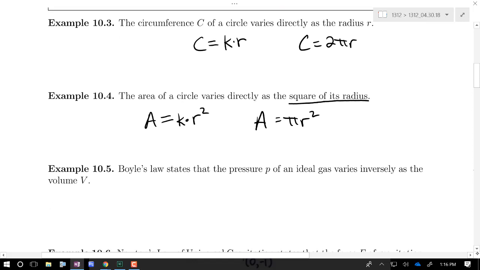Another equation that you might already have some familiarity with, depending on what you've done with physics. Boyle's law says the pressure of an ideal gas varies inversely as the volume V. So the pressure varies inversely as, that means it's some constant k divided by the volume. And of course, this constant, I think, could vary depending on conditions.